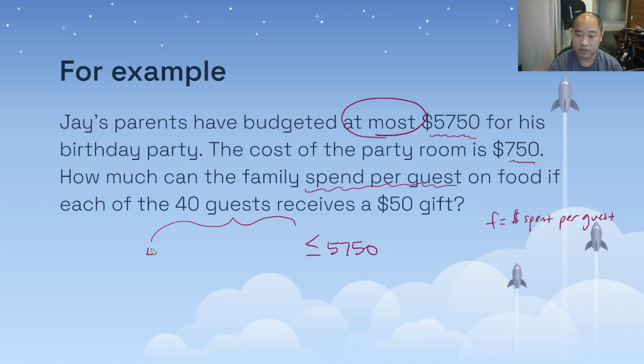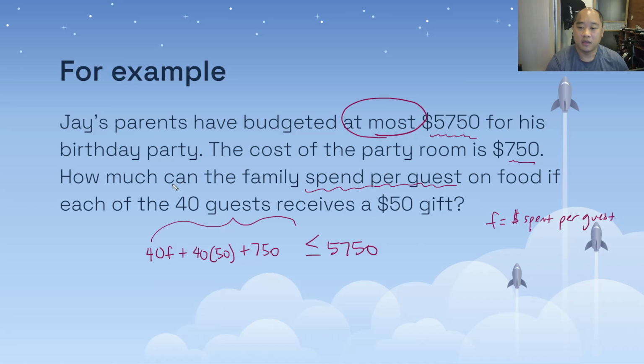And there's going to be 40 guests, so we're going to multiply that by F. And then we're going to add 40 times 50 for the gifts. And then we're going to add to that $750.